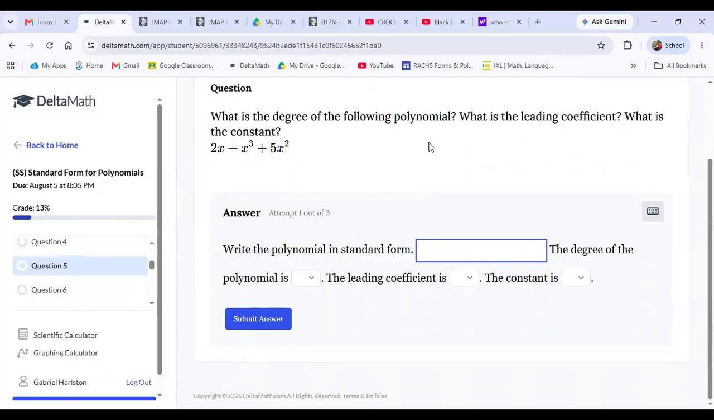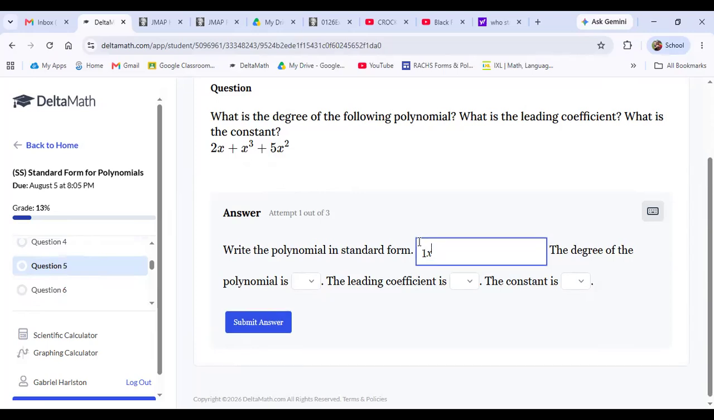Now, again, we're going to do the same thing. We're going to put it into standard form first. So the highest exponent is the 3. So this is going to be, and I'm going to put a 1 here because that is technically the coefficient. Okay, and then I'm going to go here. The next highest exponent is 2. So it's going to be plus 5x squared. And then the next one would be 2x to the first power. So it's going to be plus 2x to the first power. And we're done. That's standard form.